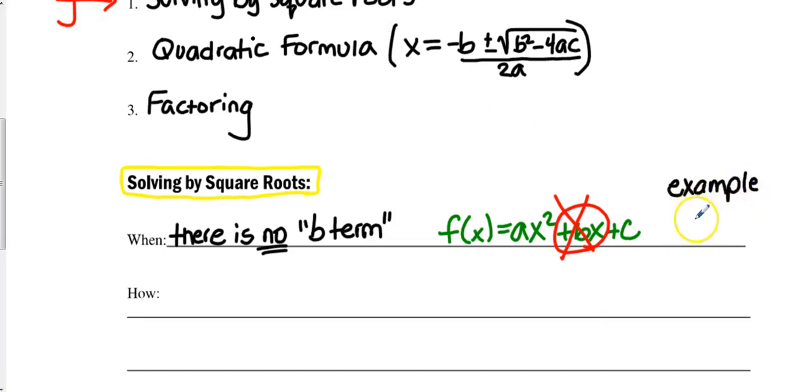So for example, let's say just 8x squared plus 64. Notice I've got the ax squared term, so here a would be 8, but I do not have a middle term. There is no plus 2x or minus 5x. We just have the constant at the end. There's no middle term.